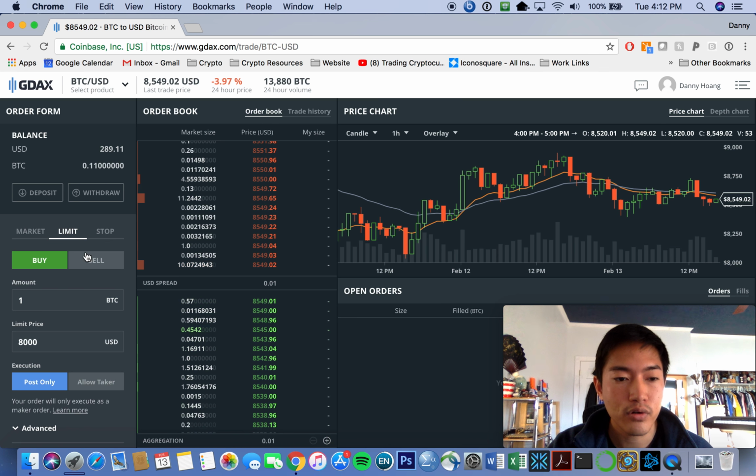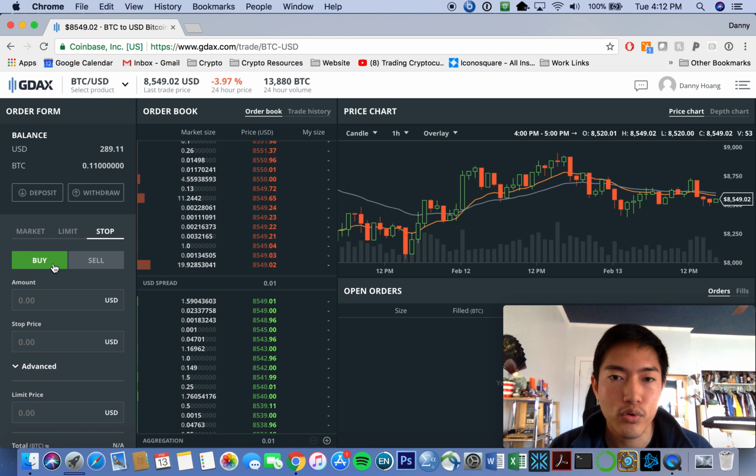So that's limit orders. You could also do a sell order. So if you think Bitcoin will skyrocket and you want to sell when it hits 10,000, you could put in a sell limit order to sell 1 Bitcoin when it hits 10,000.